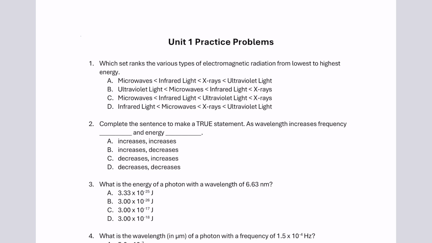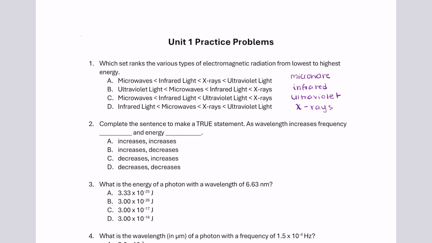Problem number 1 says, which set ranks the various types of electromagnetic radiation from lowest to highest energy? In this problem, we're comparing 4 types of electromagnetic radiation: microwaves, infrared light, ultraviolet light, and X-rays. And we want to rank these 4 from lowest to highest energy.